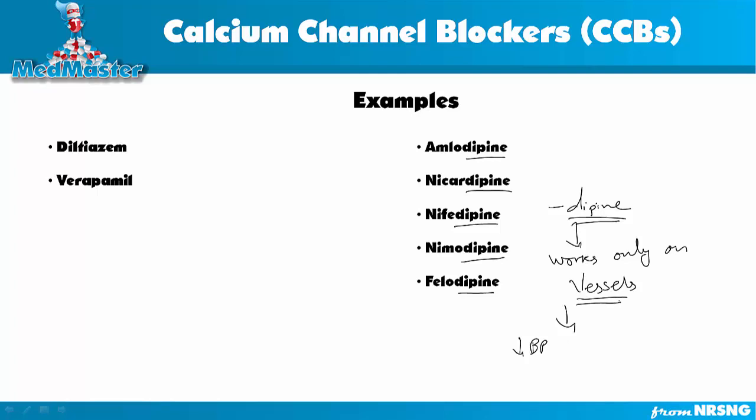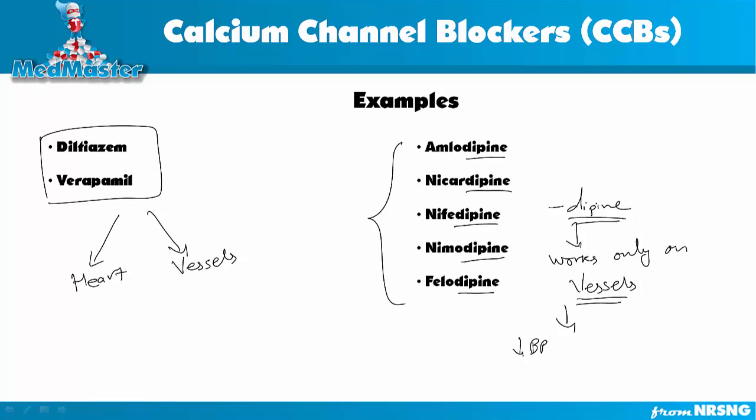Now if you see the examples on the left side, diltiazem and verapamil, their names are different from other calcium channel blockers; they don't end with DIPINE. So these work on the heart and on the vessels. That's a little trick to remember, that their names are different from the other medications in the same class. So they work on the heart and vessels both, while the other drugs work only on the vessels.